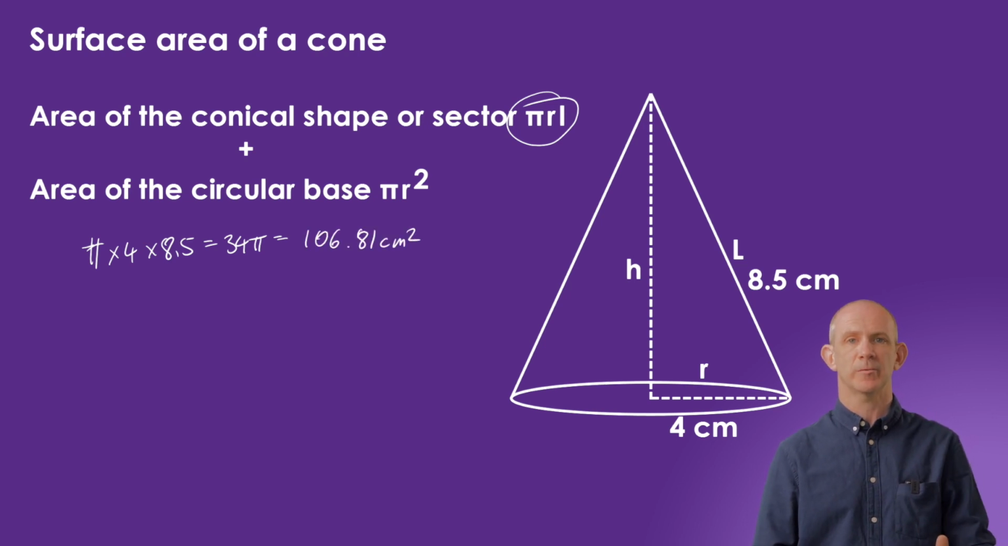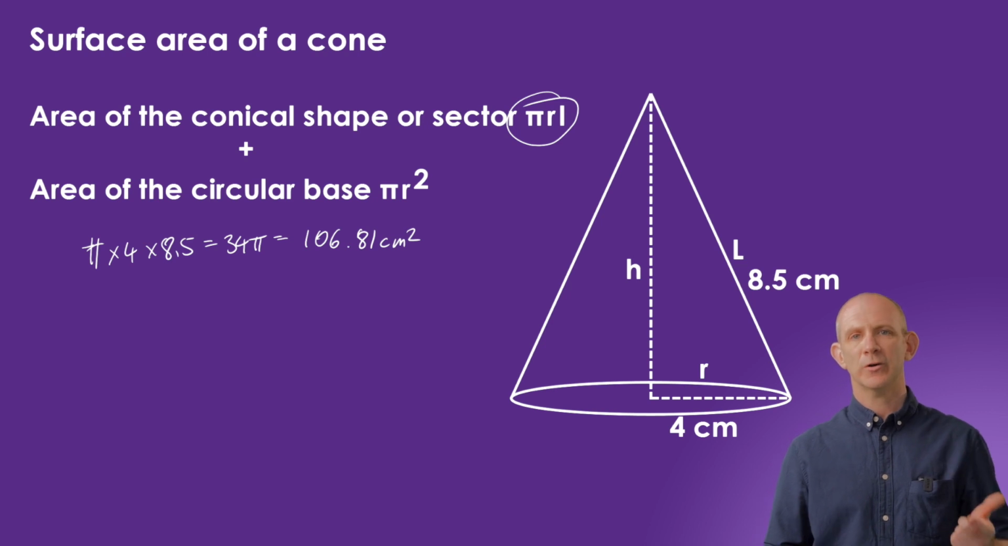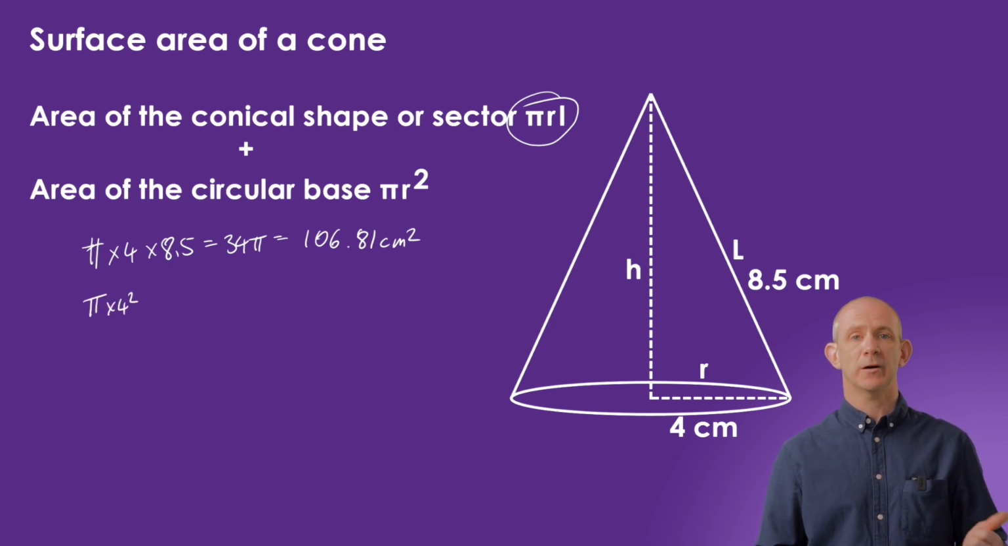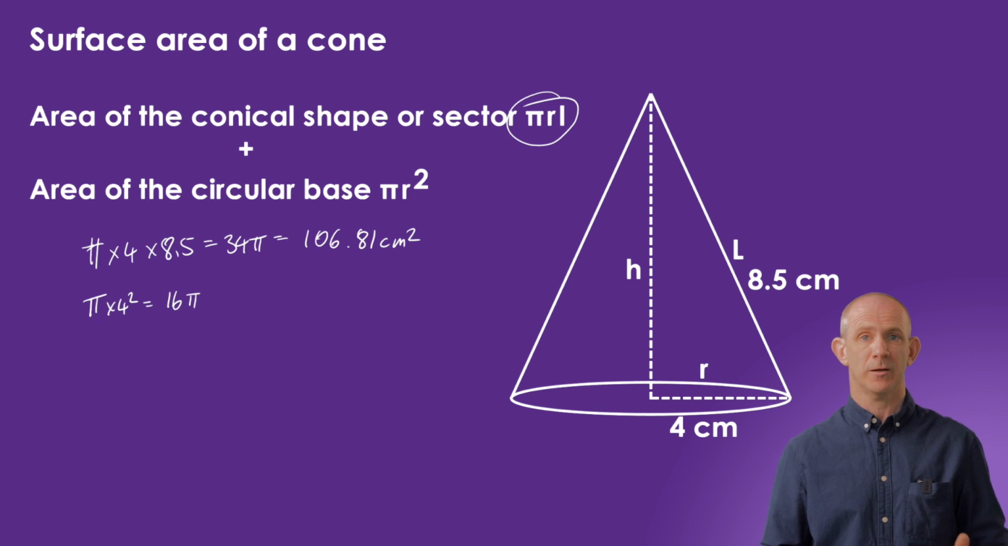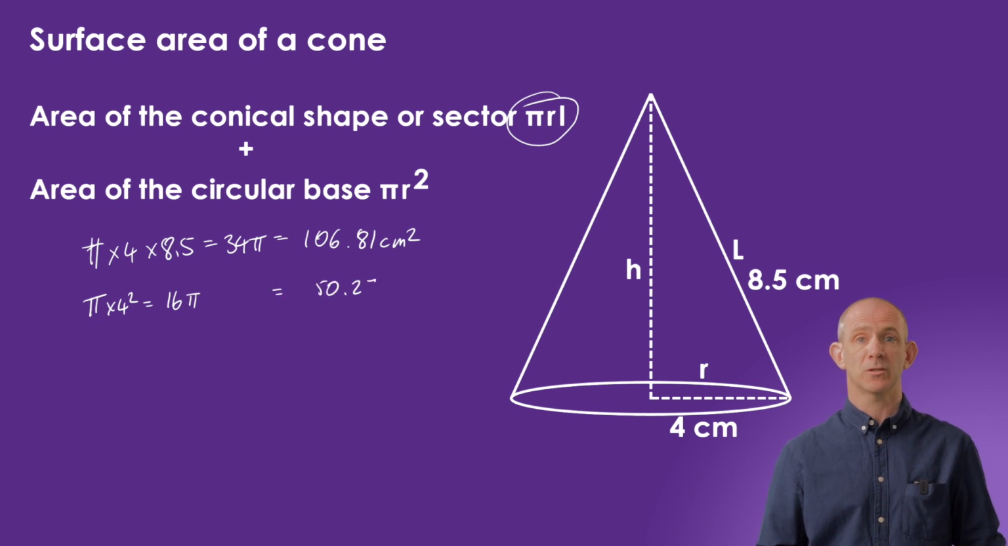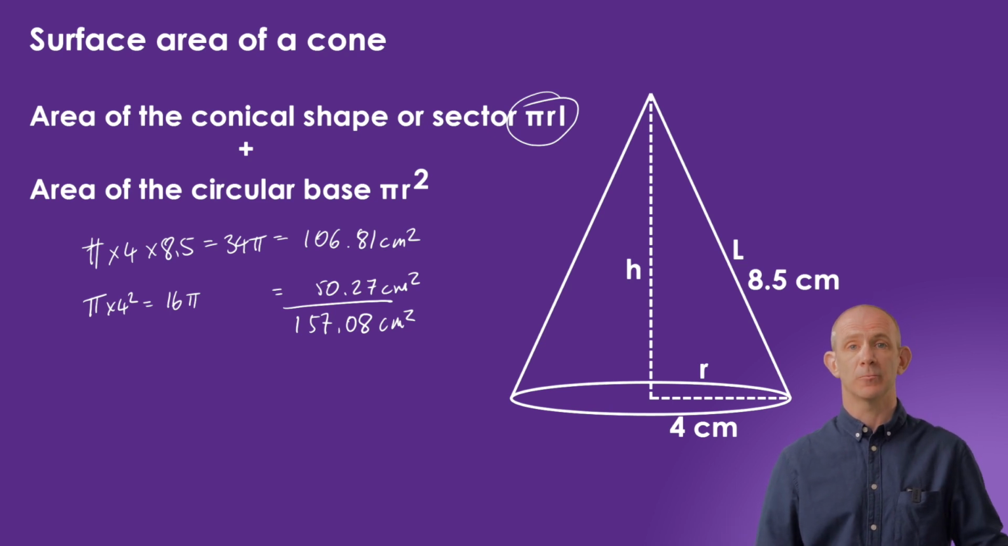If we now work out the area of the circular base, which is pi times 4 squared, or 16 pi, or 50.27 centimetres squared, we'll get the total surface area by adding those two together to get 157.08 centimetres squared. And that's the total surface area for this cone.